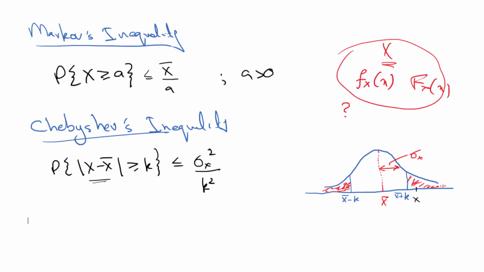Now come back to the inequalities. Here you may observe that these are inequalities. These inequalities may not provide you the exact result. What does it mean? Let us try to understand it using another example.